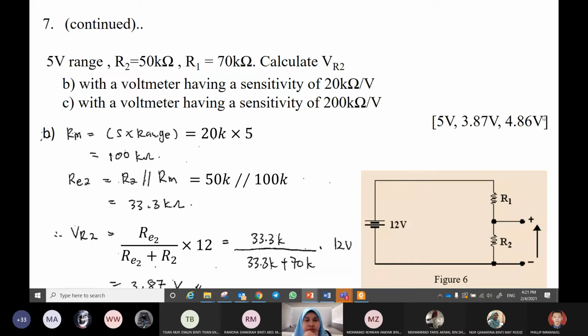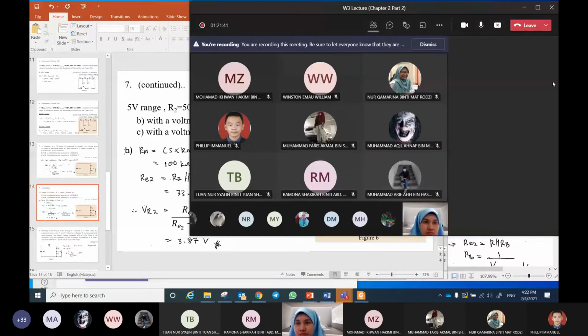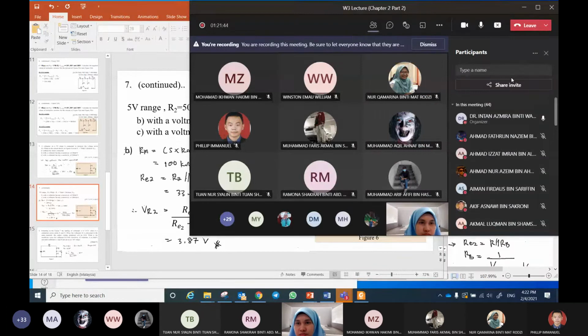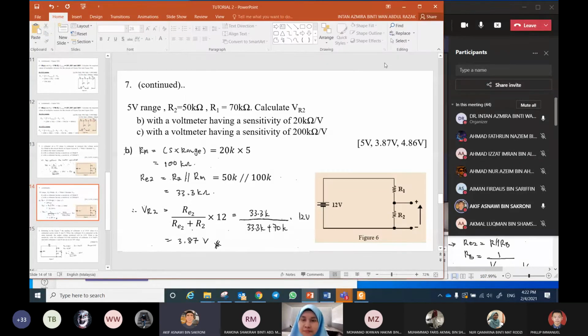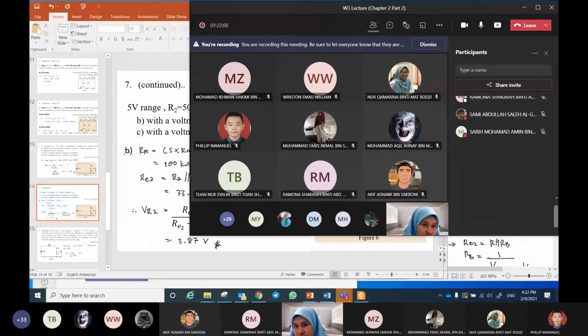Okay, any question? Can understand? Same as slide, I think no need to discuss, right? Okay. Doktor, nanti doktor update kan tutor ni? Nanti. Later, yes. Okay. Nak tanya lah.